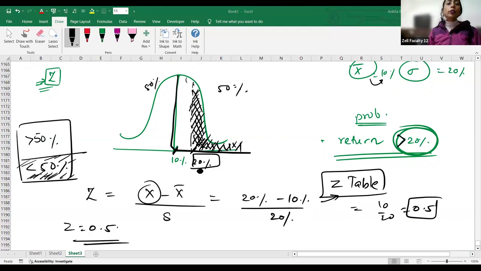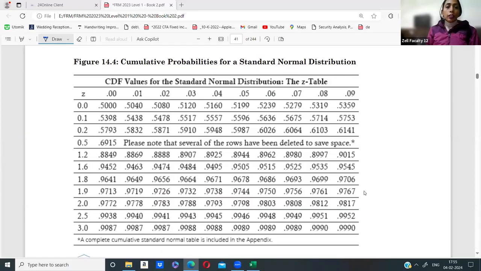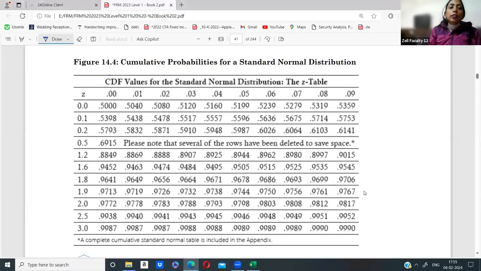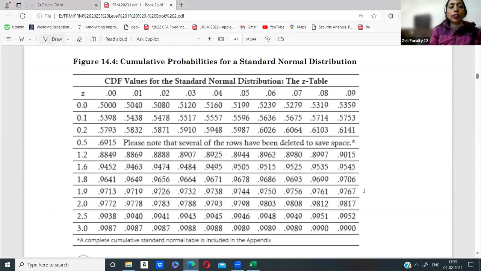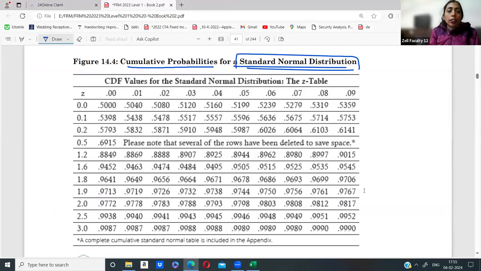Okay, so now you need to find the Z value. How do you find it? You find the Z value through the Z table, so I'll show you the Z table now. This is the Z table. You can see it's written cumulative. This Z table is known as the cumulative probability for the standard normal distribution. So when it says cumulative probability, the table at 0.0 will always start at 0.5.